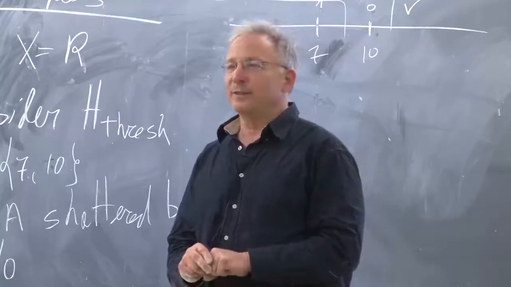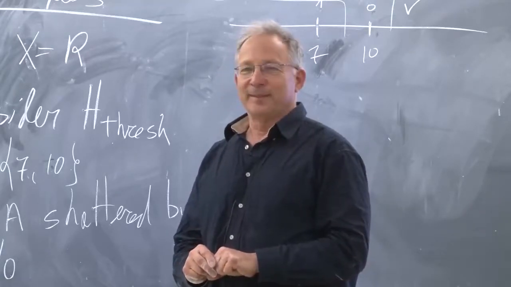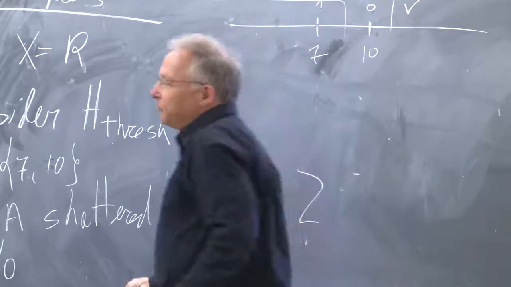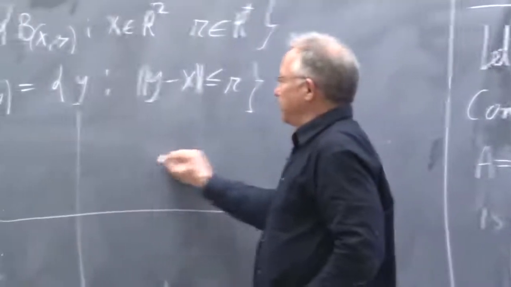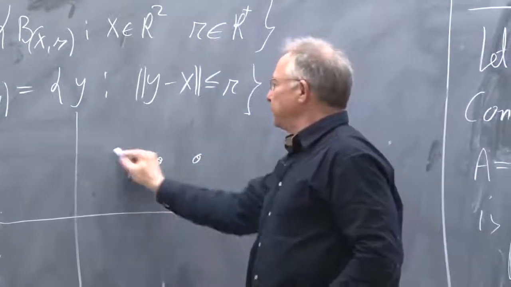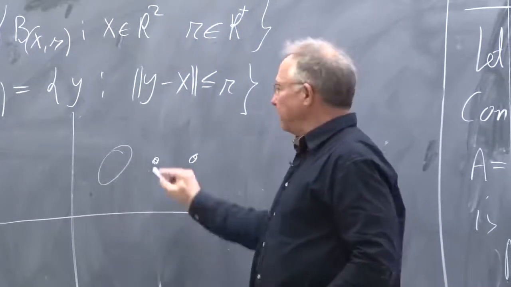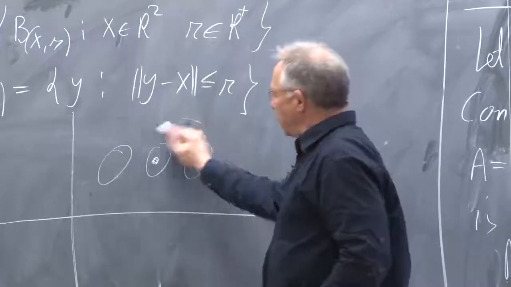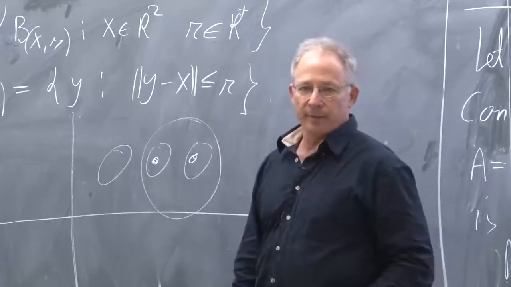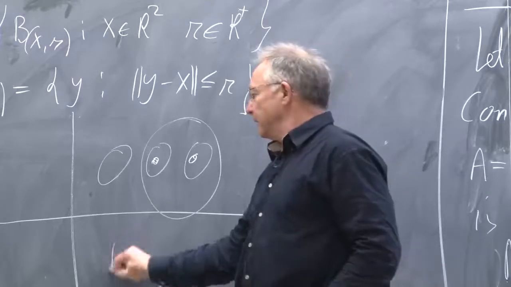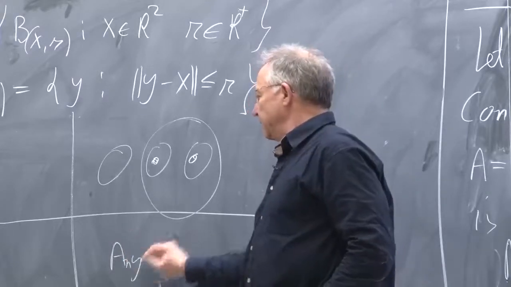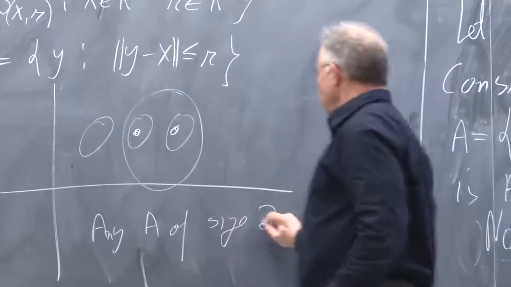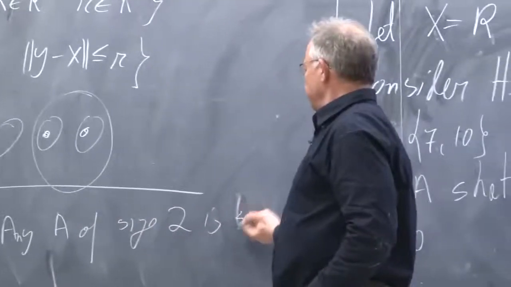Any new voices? Any 2 points. I mean, if I just pick 2 points, I can have a ball that misses all of them. I can have a ball that takes only this guy. I can have a ball that takes only this guy. And have a ball that takes both of them. So any A of size 2 is shattered.